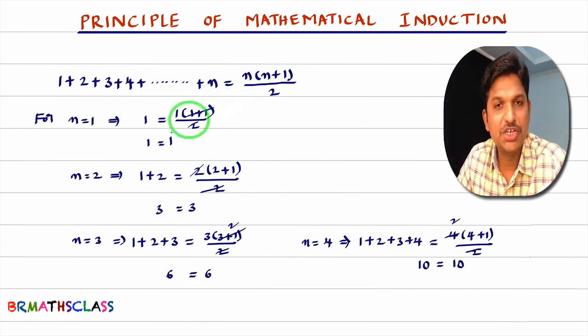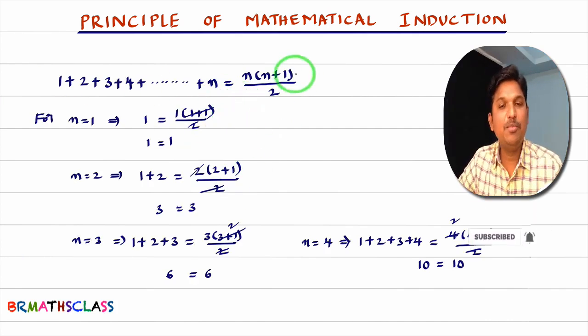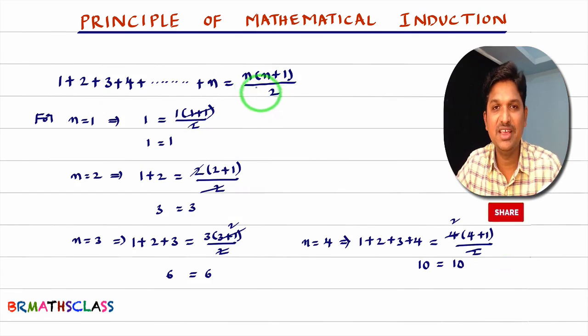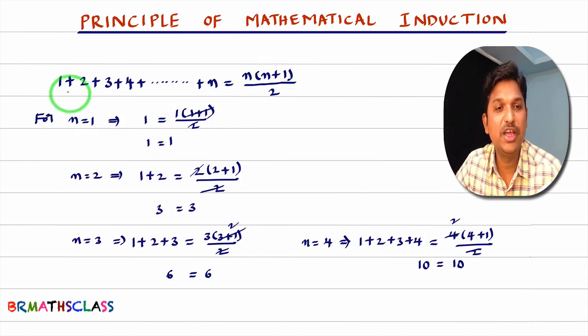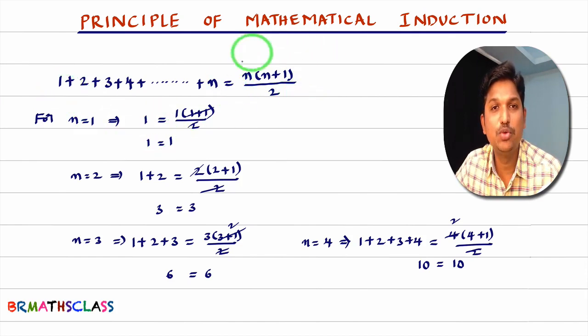You observe this question. This statement says that the sum of the first n natural numbers is n into n plus 1 divided by 2. I'm just trying to discuss a few things before learning the definition of principle of mathematical induction. You see here, n equal to 1. n equal to 1 means sum of 1 term. You take only 1. In the RHS also you put n equal to 1. What did you get here? 1 equal to 1. That means this statement is true for n equal to 1.